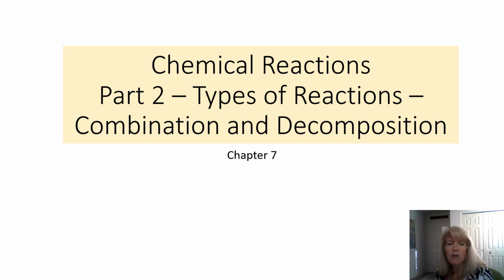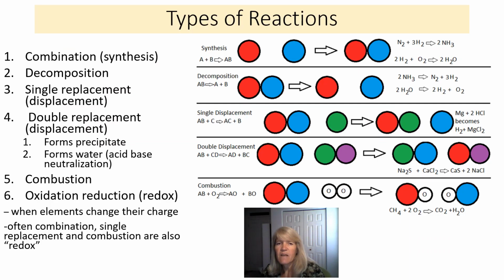Types of chemical reactions. The first part is combination and decomposition. There's several ways to classify chemical reactions, and I'm going to use this method here. It's presented in your book. Your book presents a couple of different ways, but I like this classification, and it's the one the lab manual uses, so let's work with this.